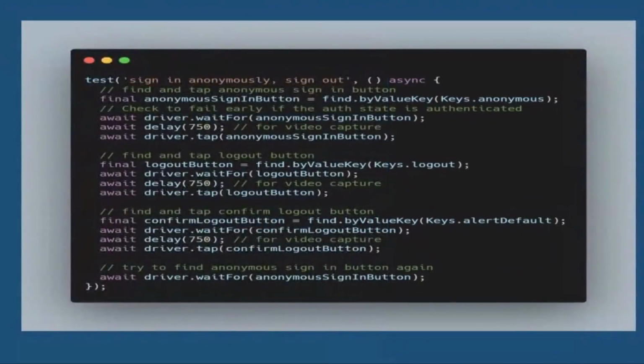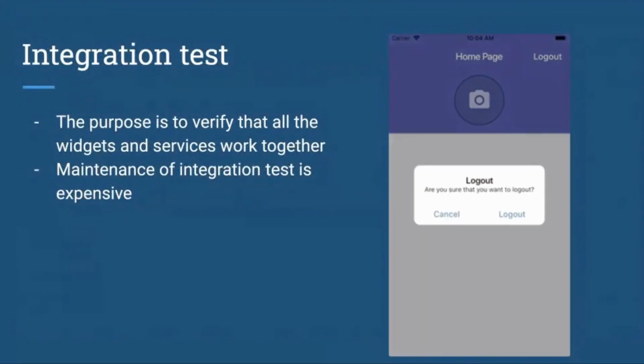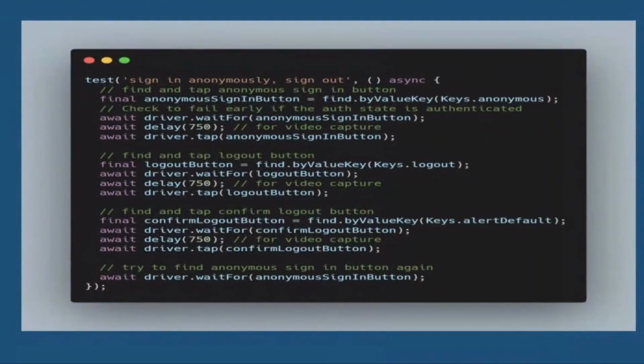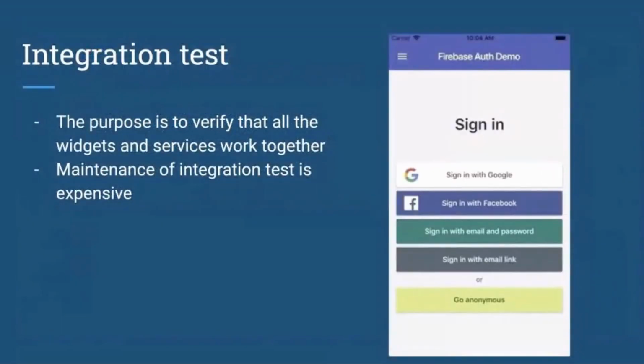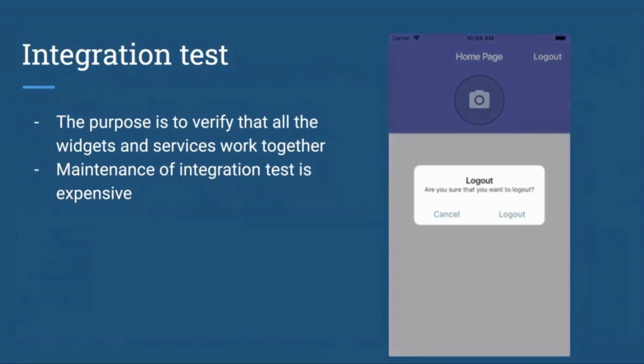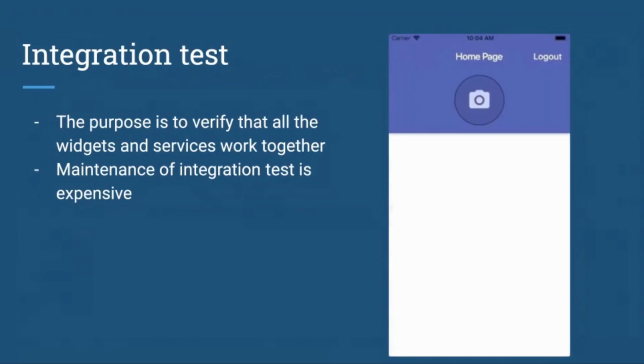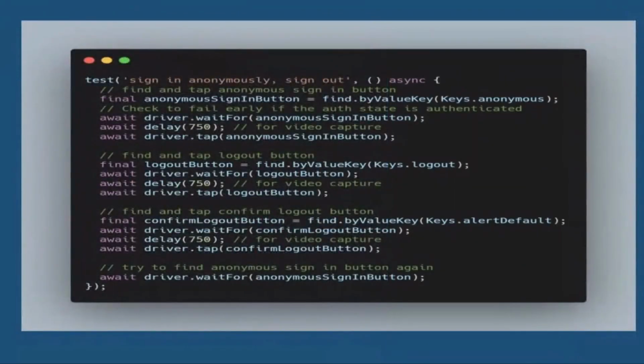And this is the code for the integration test. First it looks for the Go Anonymous button and then taps it and calls the function, and then looks for the home page and the logout label, hits the logout label, and then logs out of the app. And integration tests use drivers to test, so it's hard and difficult to do.